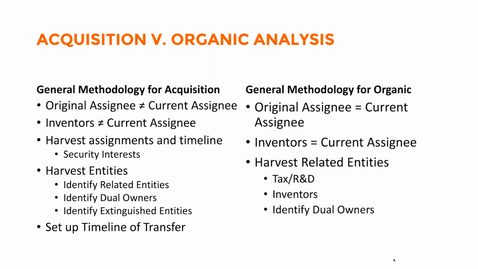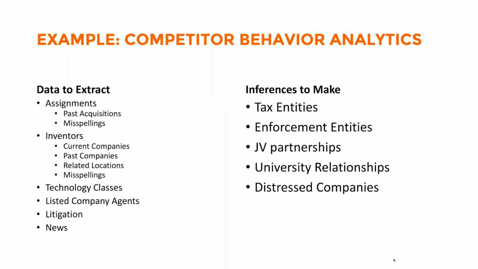When you start to see related entity names in a certain jurisdiction or locale, you can extract where their R&D centers are. You can extract where they're moving revenue to get good tax planning from it. And you can also start to identify dual ownership or joint ventures. So the whole nuance of acquisition versus organic analysis can be very useful when you're trying to understand the reasoning for a company's behavior and growth in a particular area of IP.